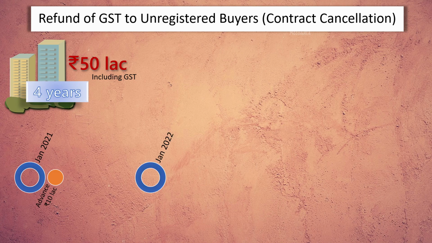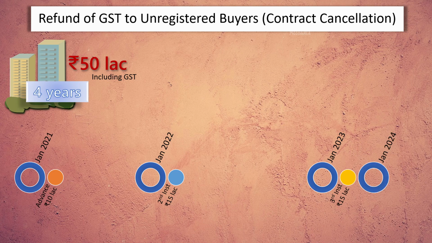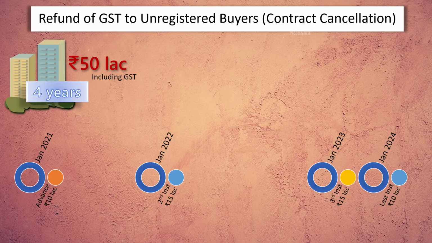In Jan 2022, you make the second installment payment which is 15 lakh. In Jan 2023, the third installment of 15 lakh is due, and in Jan 2024, the balance of 10 lakh would be due. Now in GST, as far as services are concerned, including construction services, as and when you make payment to the builder, the builder is required to pay GST to the government. So out of the first advance of 10 lakh, let's say the GST component is 1.5 lakh, and out of the second installment of 15 lakh, it is 2.5 lakh.